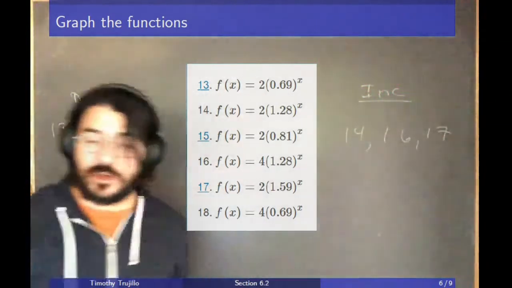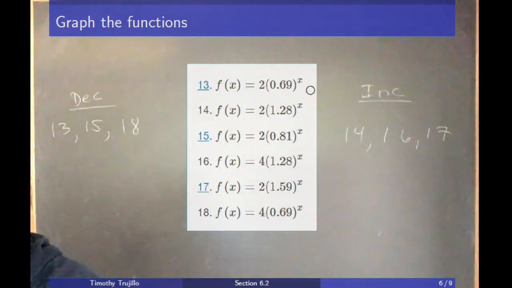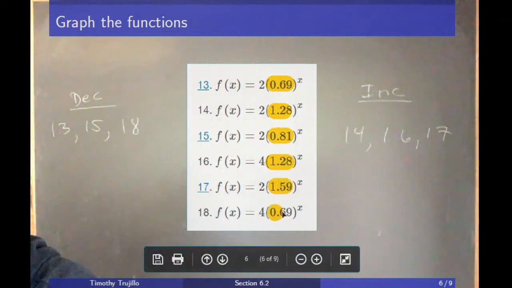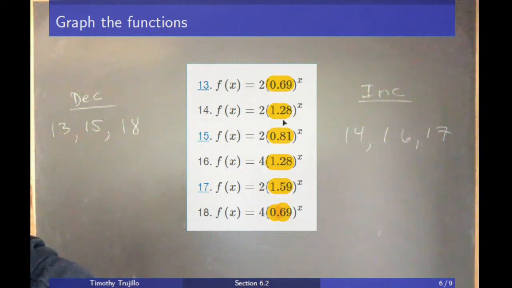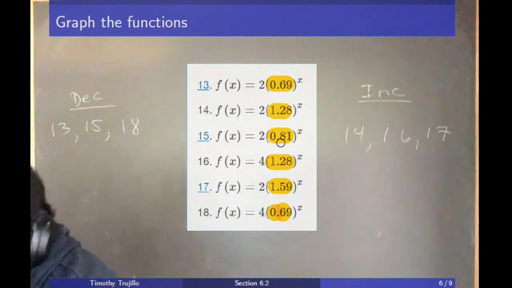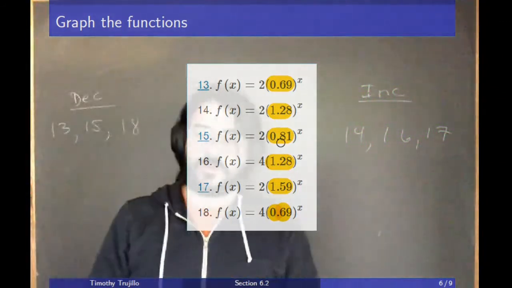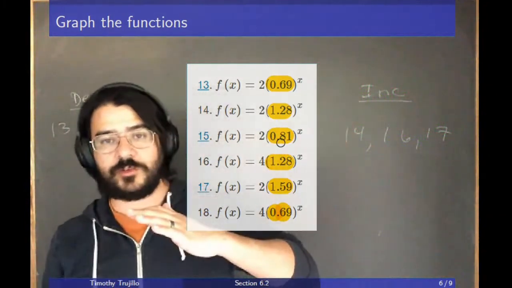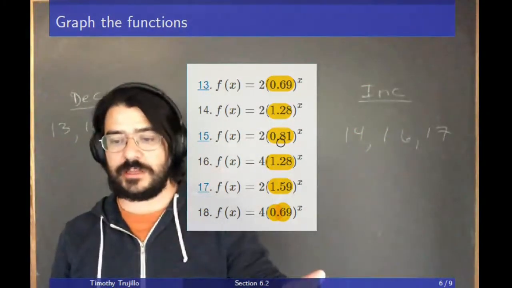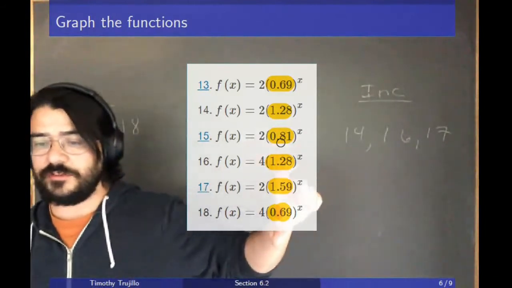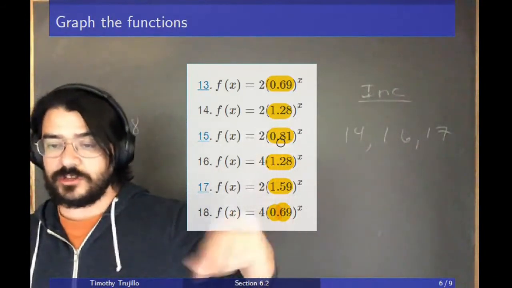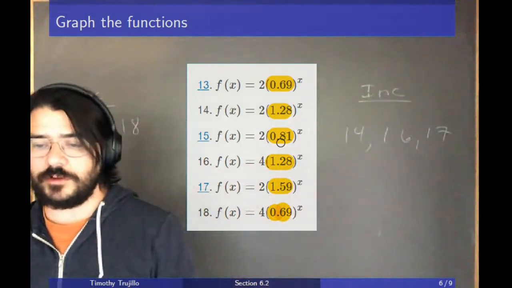Great. And this is correct, because all you do is look at the value of b, right? And here are the values of b. You just check to see if the value of b is either bigger than 1 or between 0 and 1, right? And these ones here, the 0.69, are less than 1. So these are definitely decreasing. And then 15, 0.81 is decreasing as well. And here you can think about the 0.81 as being that multiplicative factor. When you multiply by 0.81, you're keeping 81% of the original height on the function, right? Or the 0.69, you're keeping 69% of that function.